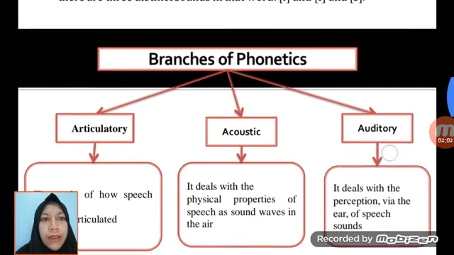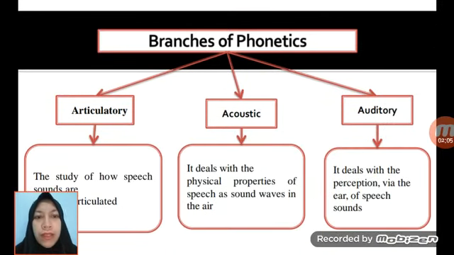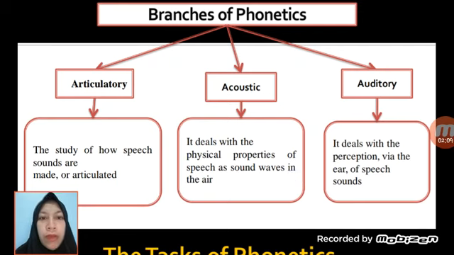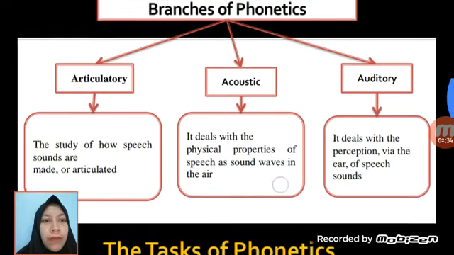Okay, and then there are three main branches of phonetic that you need to know. The first one is articulatory. Articulatory means the study of how speech sounds are made or articulated. So in articulatory, we are going to learn how the speech sounds flow from our lung and then to our throat and then to our mouth, and how that sound is articulated or made in the mouth, for example.